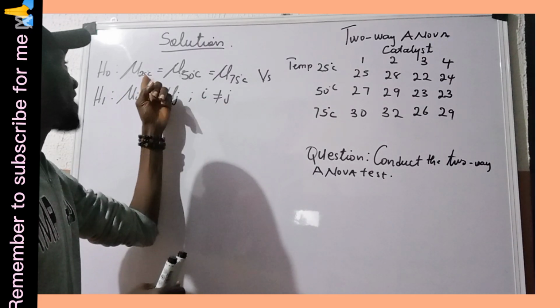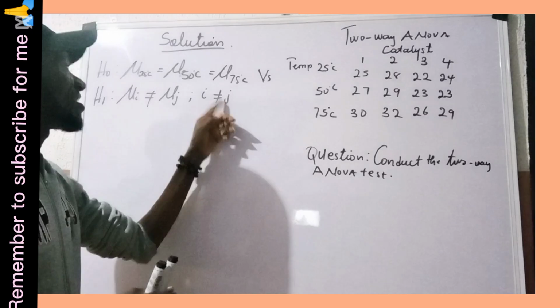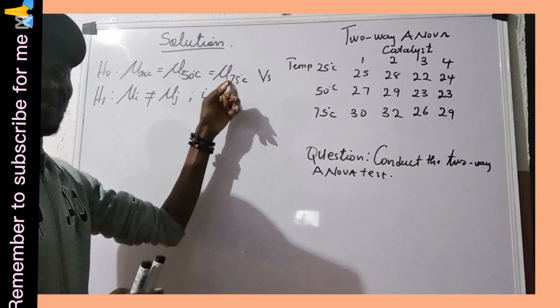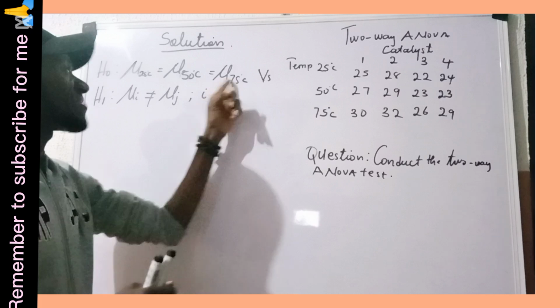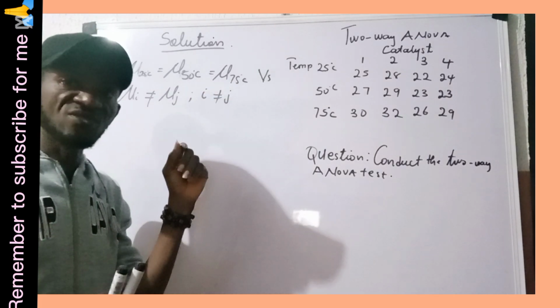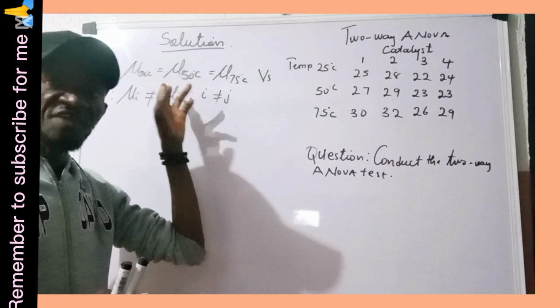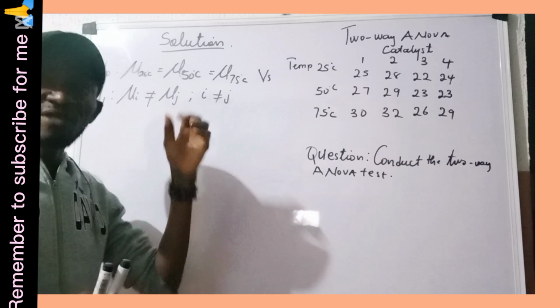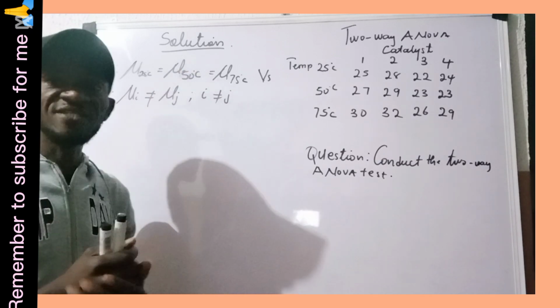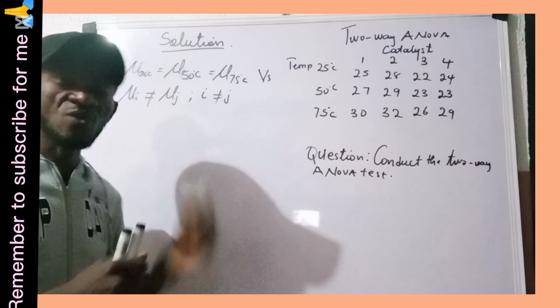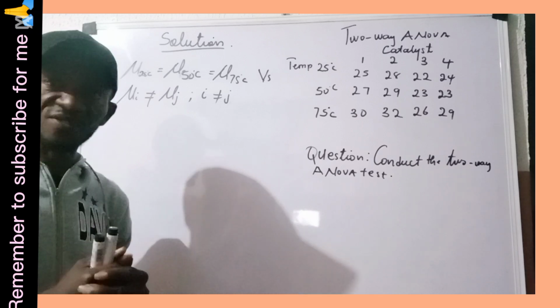I can still be 25 degrees Celsius, while this J be 75 degrees Celsius. I can equally be 50 degrees Celsius, while this J becomes 75 degrees Celsius. So if the means are not the same, of course, you have already contradicted this null hypothesis, and that's what we call the alternate hypothesis.